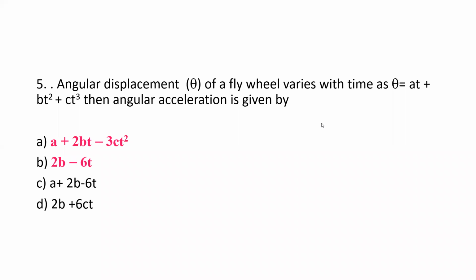The angular displacement of a flywheel varies with time as theta equals at plus bt square plus ct cube. Then the angular acceleration is given by. So we need to calculate the angular acceleration. They have given the equation as at plus bt square plus ct cube.